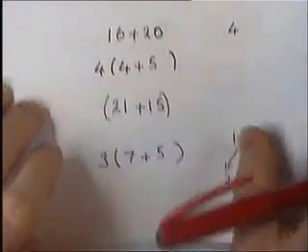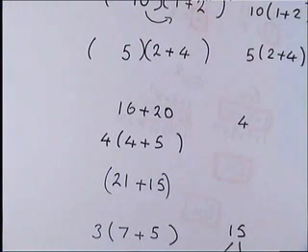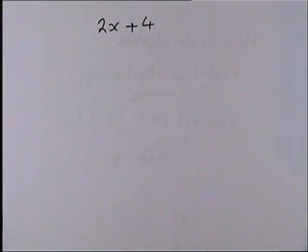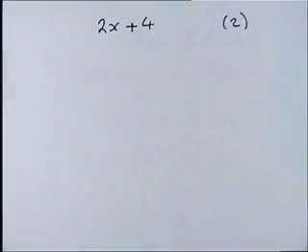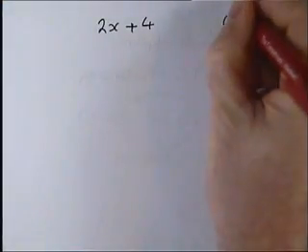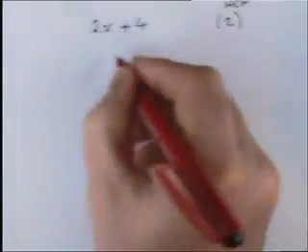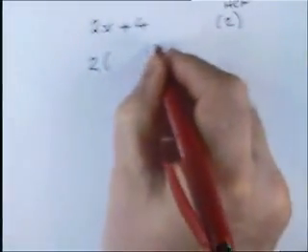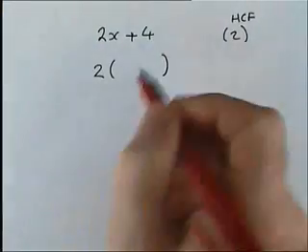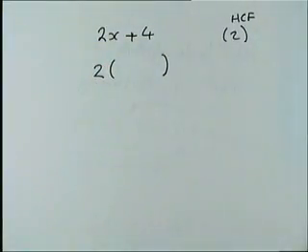Okay, now we're going to extend these ideas to algebra. We're going to start with a nice basic example, 2x plus 4. Now the highest common factor of 2x plus 4 is the number 2. So I'm going to write it down over to the right hand side there. Highest common factor is 2. So this is going to be 2 lots of another number. Now again, I could have put that in a bracket if I wanted, but when there's a single term in a bracket, there's no need for the bracket.